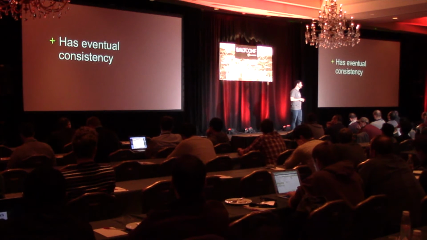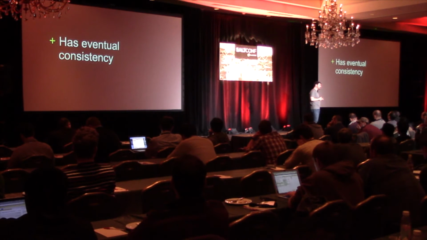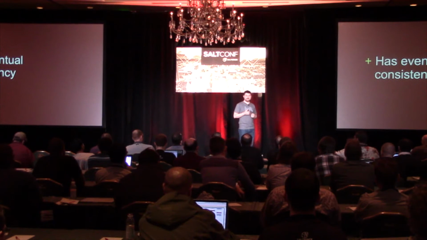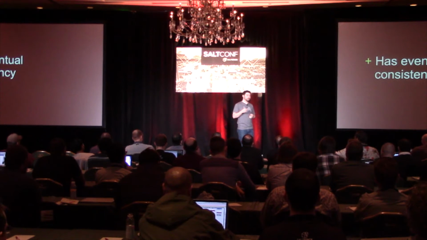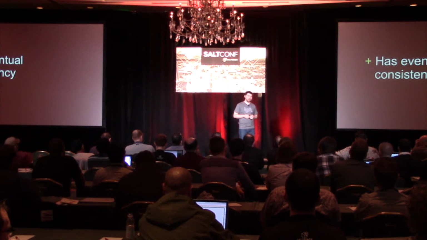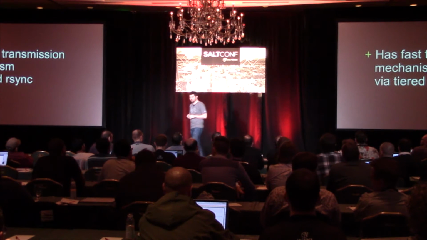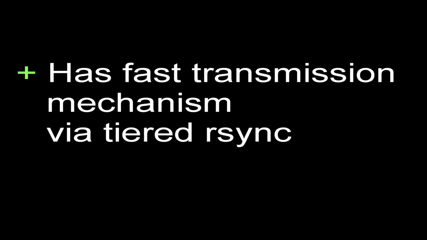There are a couple of positives about this system. It does have eventual consistency. We do eventual consistency through Puppet, and we also do it by ensuring that the service, Apache, is not running unless a deployment has actually occurred and it's running the current version of the code. So even if a deployment fails at some point in time, it will eventually go back into a proper state. Additionally, it has a very fast transmission mechanism via tiered rsync. This is very good for very large binary files.